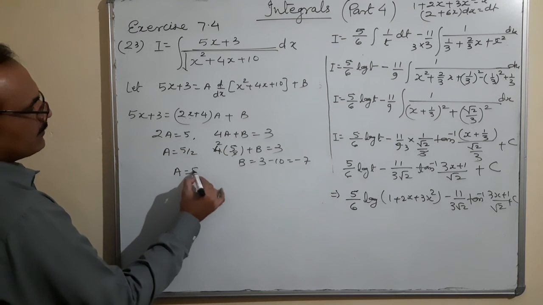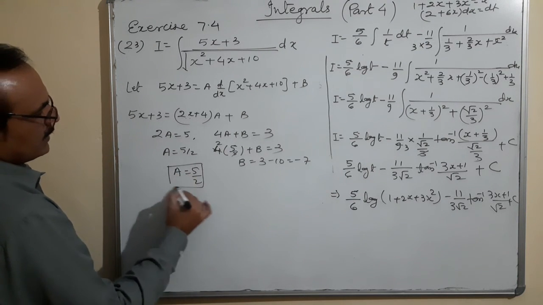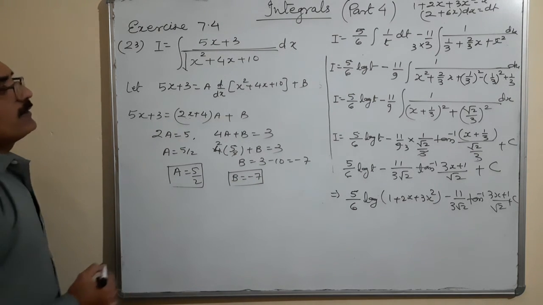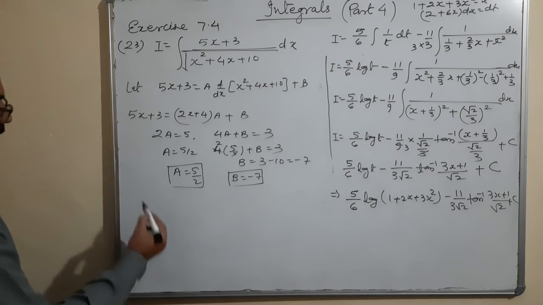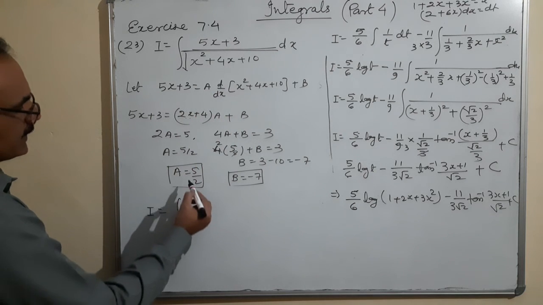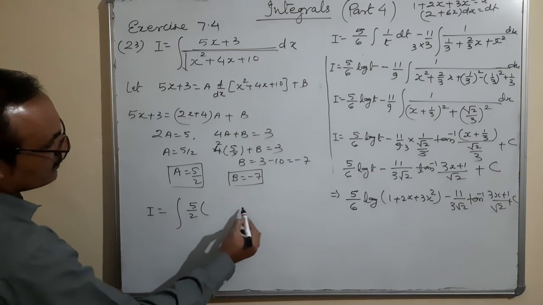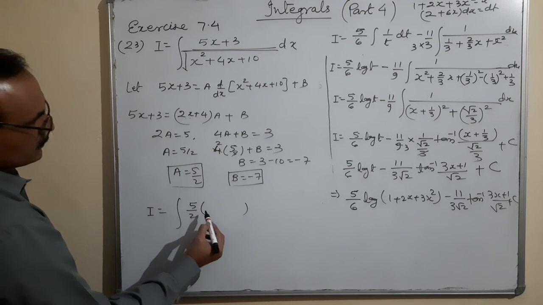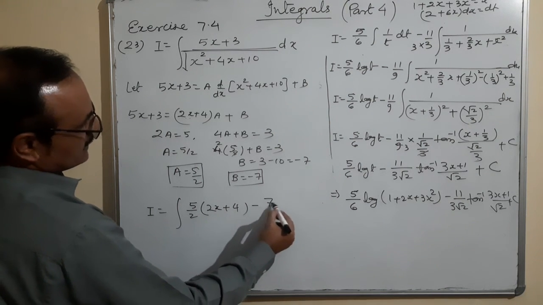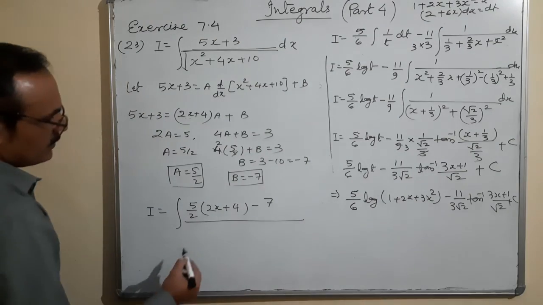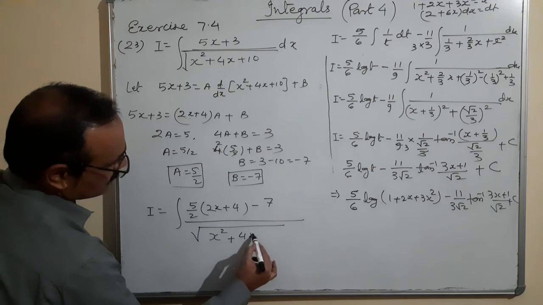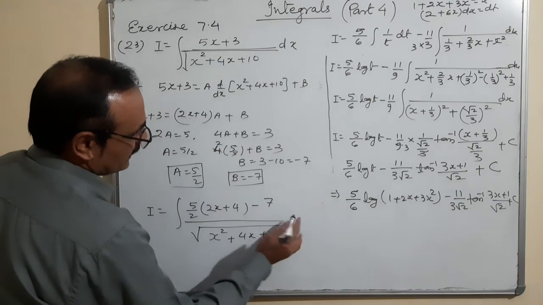a is equal to 5 by 2 and b is equal to minus 7. So that means this I is equal to the integral of 5x plus 3, which can be written as a, that is 5 upon 2, times the differentiated term 2x plus 4, plus b, minus 7, upon under root x square plus 4x plus 10 dx.